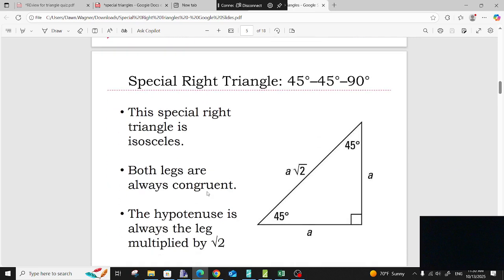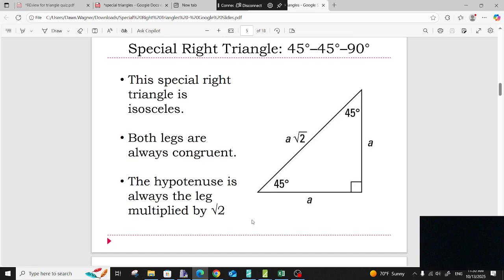Okay, so a special right triangle is isosceles. So we know it's isosceles because these two angles are the same. So across from the angle measures that are the same, the sides will be the same. Both legs are always congruent. The hypotenuse is the leg multiplied by square root 2.